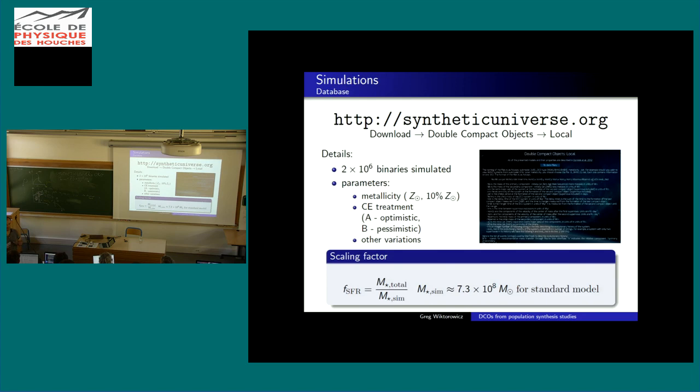I think the number will be a best first result, just to see what the merger rate is for these simple assumptions, and later on we'll try to improve these rates.